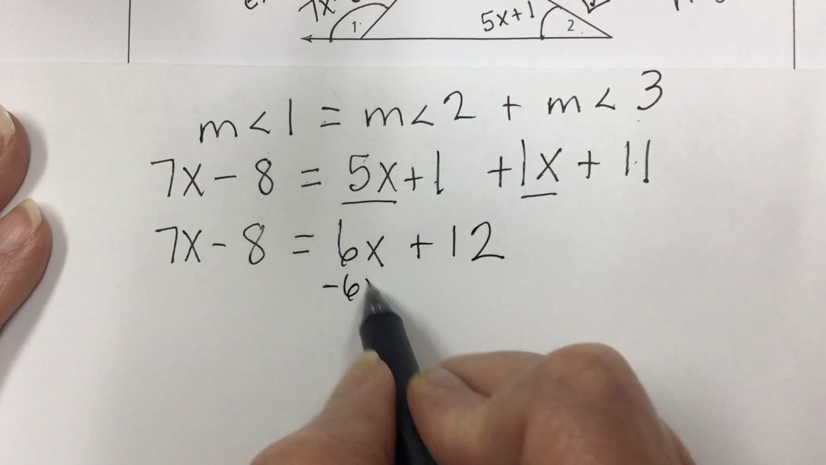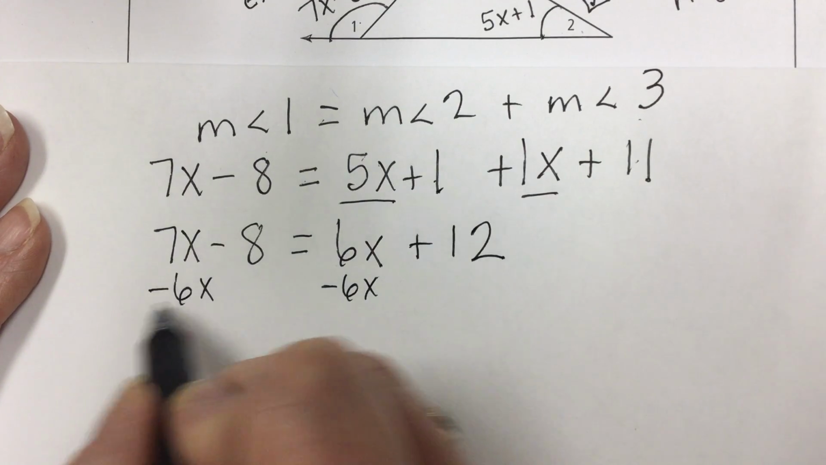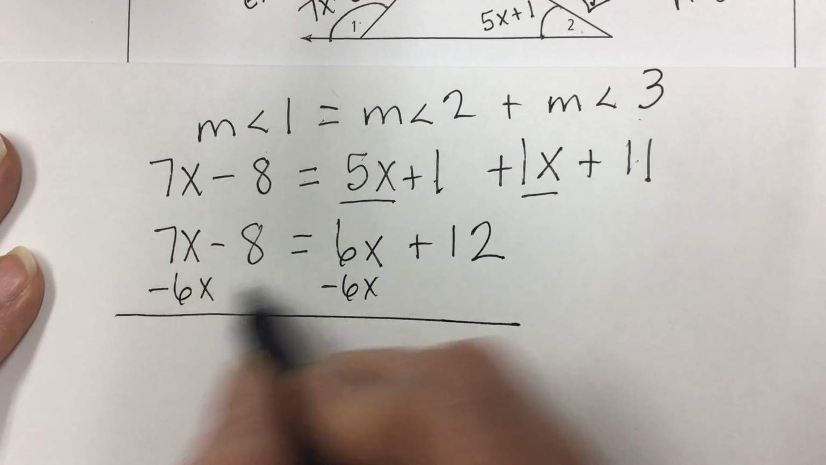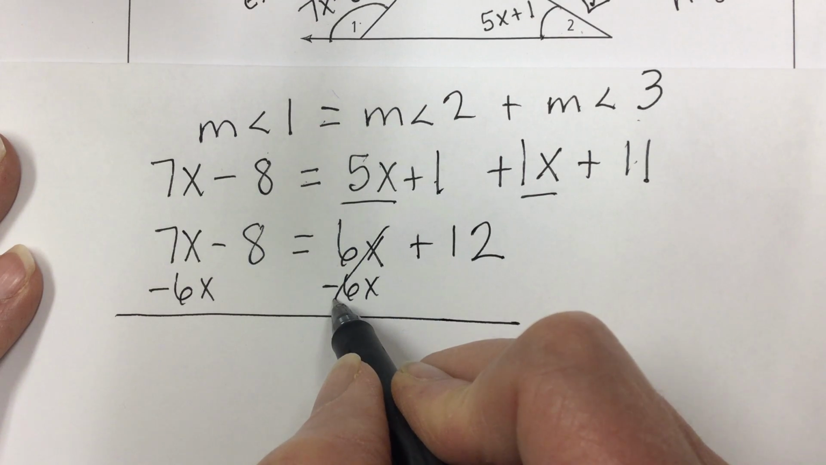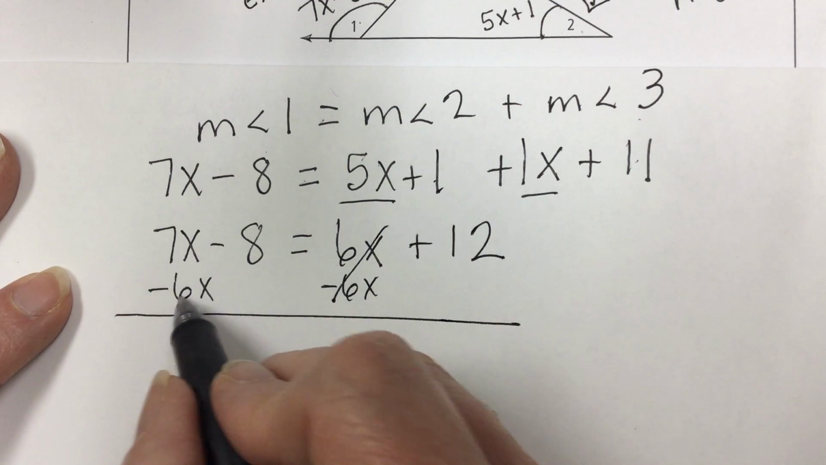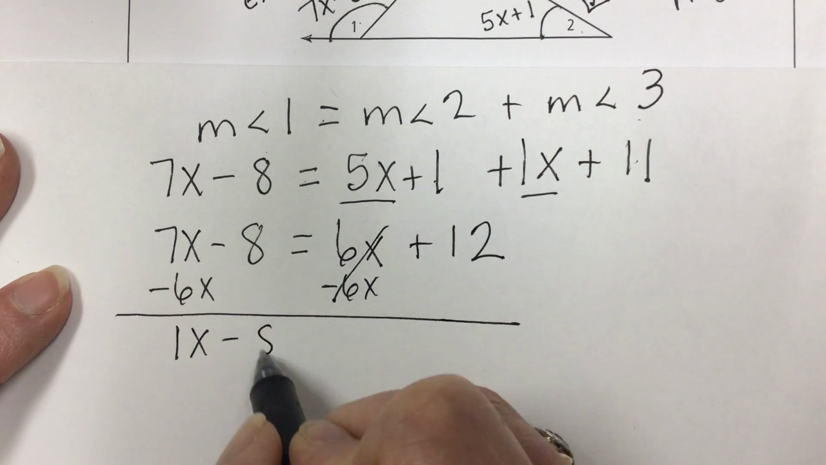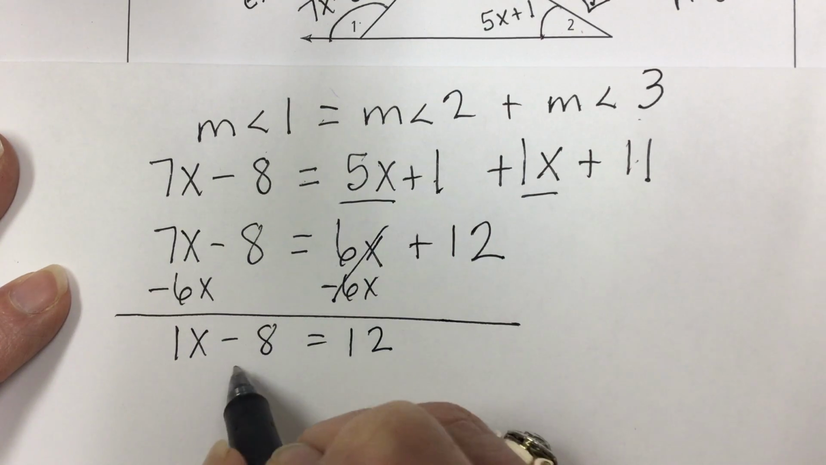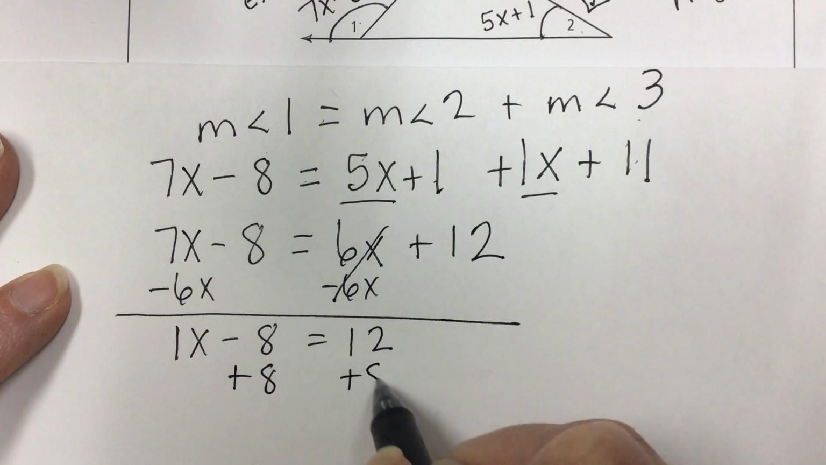I'm going to subtract 6x from both sides. I want to get my x terms on the left side. The 6x's cancel on the right. 7x minus 6x is 1x. Minus 8 equals 12. Now let's add 8 to both sides.